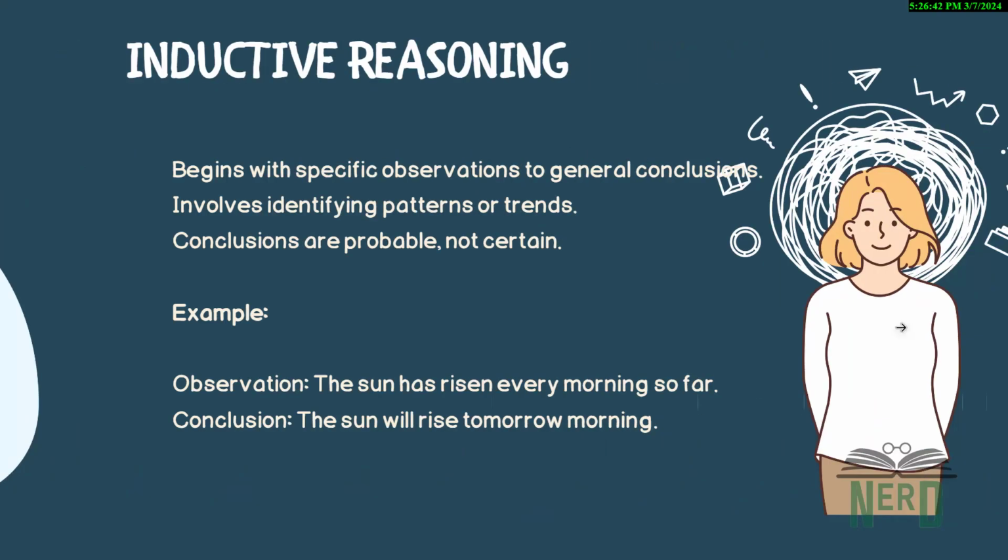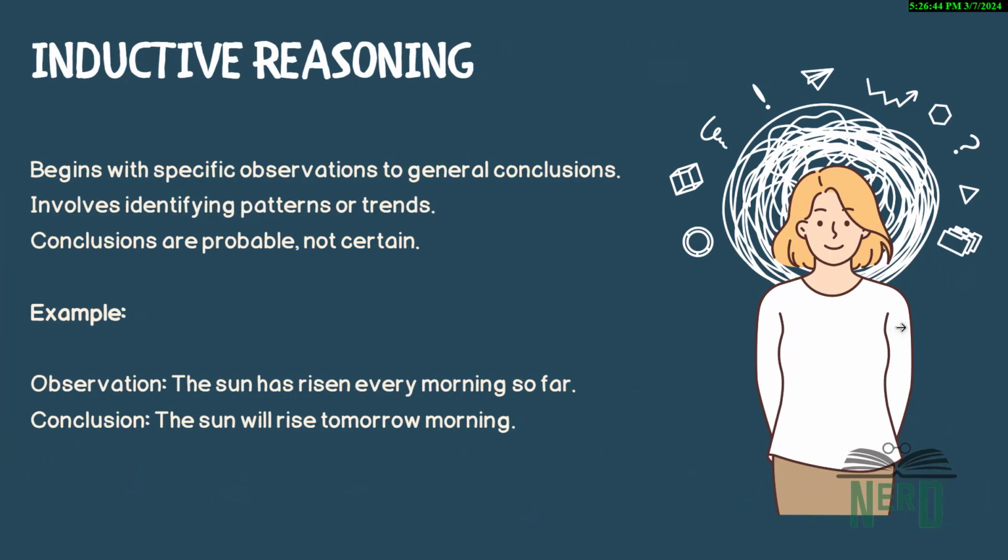Let me tell you about inductive reasoning. Completely different, because here you begin with a specific observation and move to a general conclusion, and it involves identifying patterns or trends. Also, the conclusions are probable, not certain. You cannot say that it's certain, but in deductive it's certain it will be the answer. But here it's completely opposite, right?